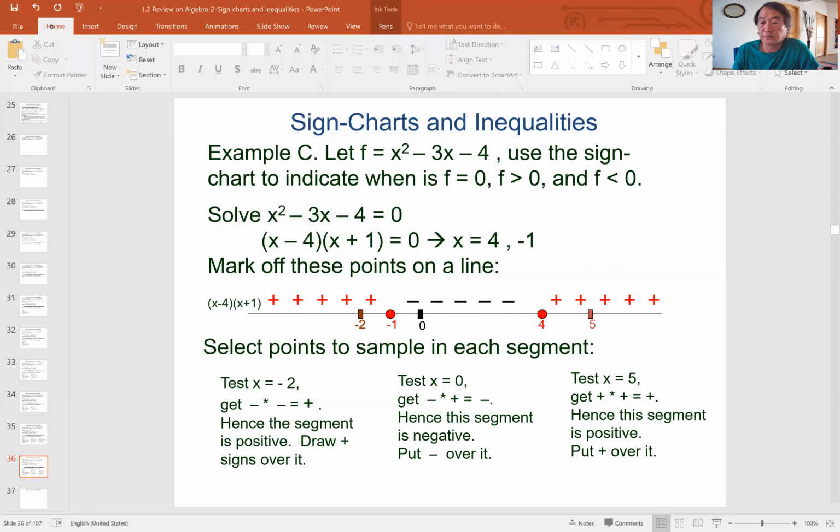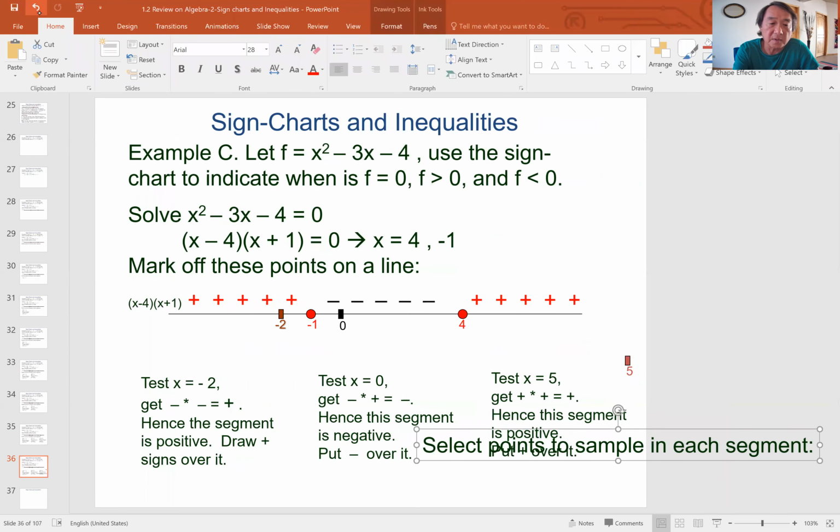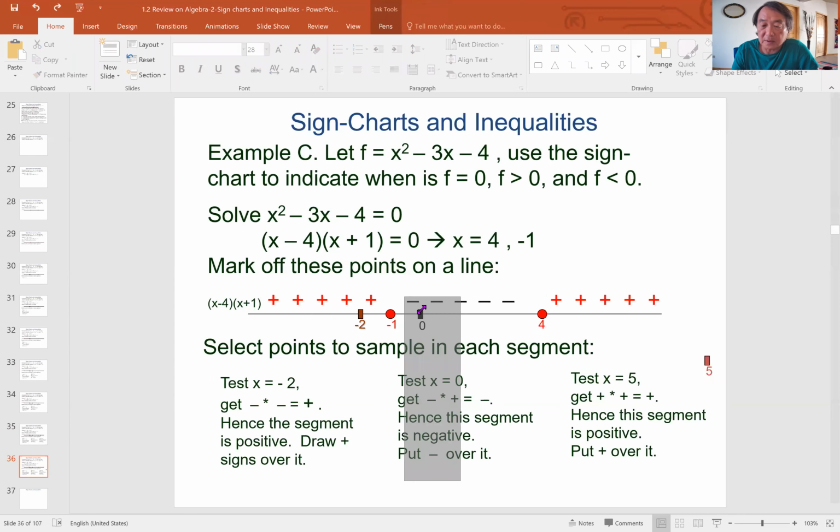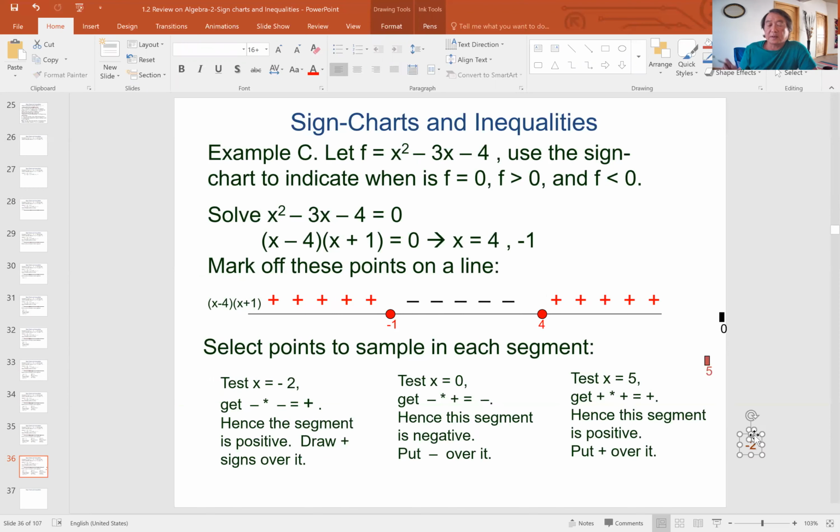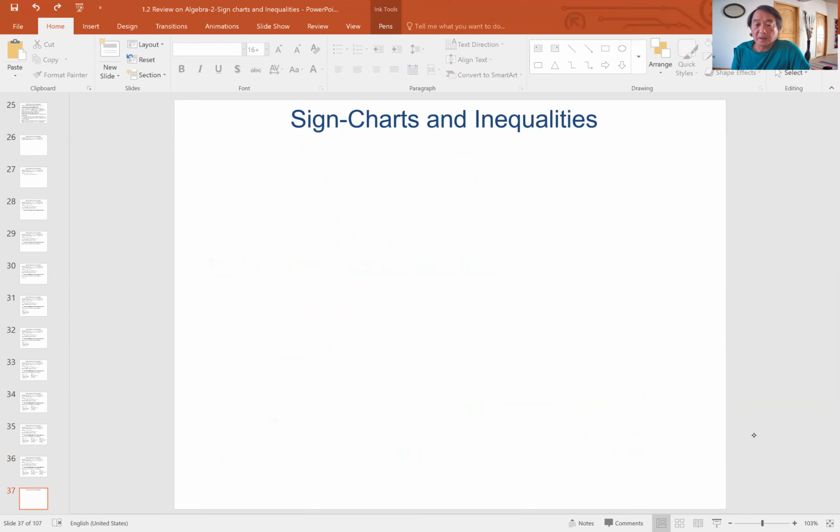This is a sign chart of x squared minus 2x minus 4. Okay, of course, when I say this is a sign chart, these are just test points, and they're not part of the picture. So the picture for the sign chart, actually, this is it. Okay, and I put those test points in the PowerPoint just to show you the points I choose to test the sign.